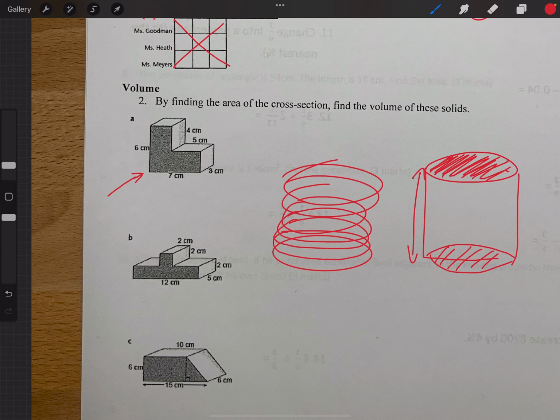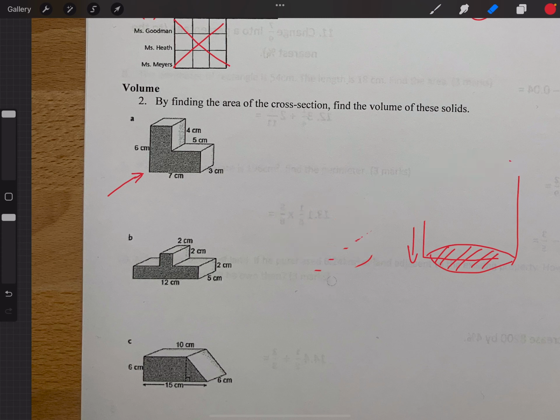So let me get rid of all this. In this case, you see the shaded region. If we stack this area like this, we get this volume. So we need to find the area of the shaded region and then multiply it by 3.